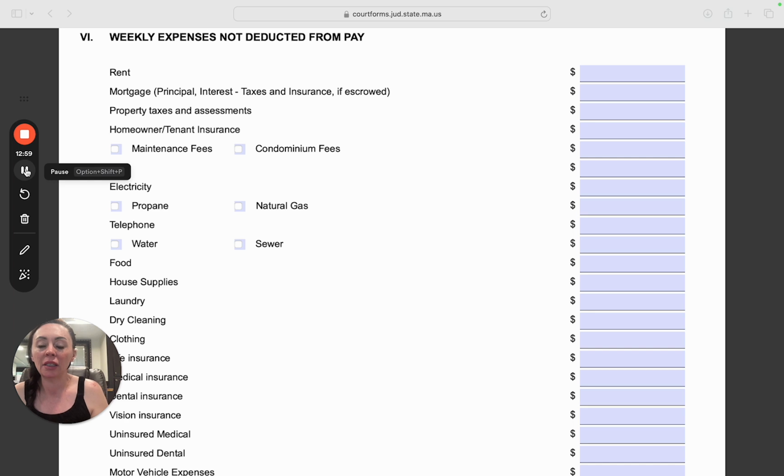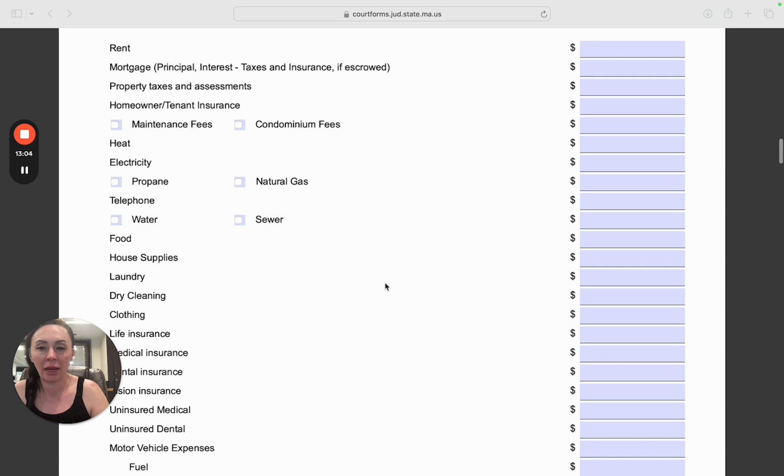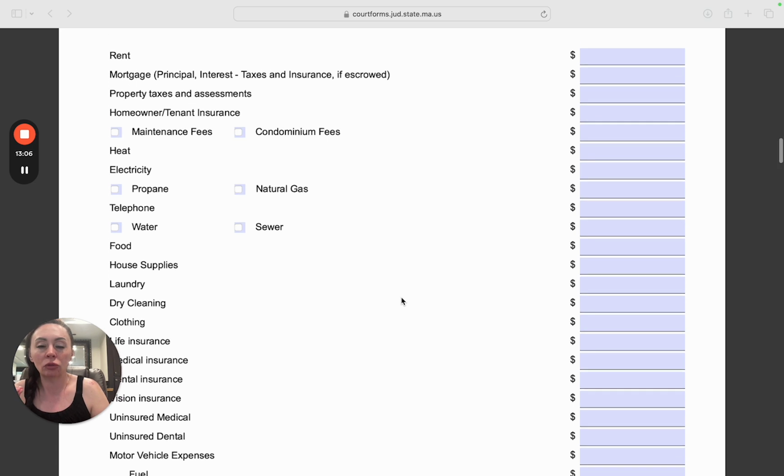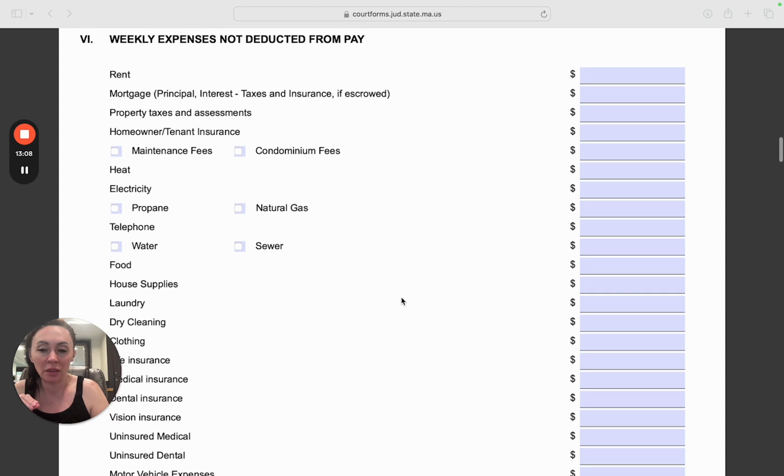All right, Section 6, weekly expenses not deducted from pay. Some expenses are monthly, others are going to be weekly. So rent, mortgage, your cell phone, your electric bill, these are all monthly expenses. Weekly expenses are more often than not your groceries and your gas and things like house supplies and other stuff like that. So again, consistency is key.